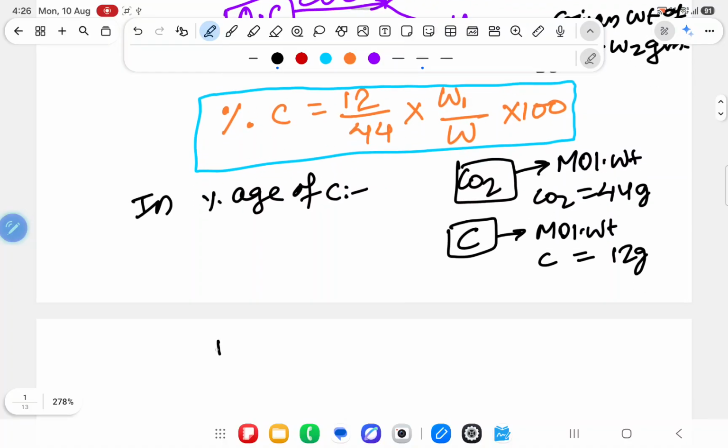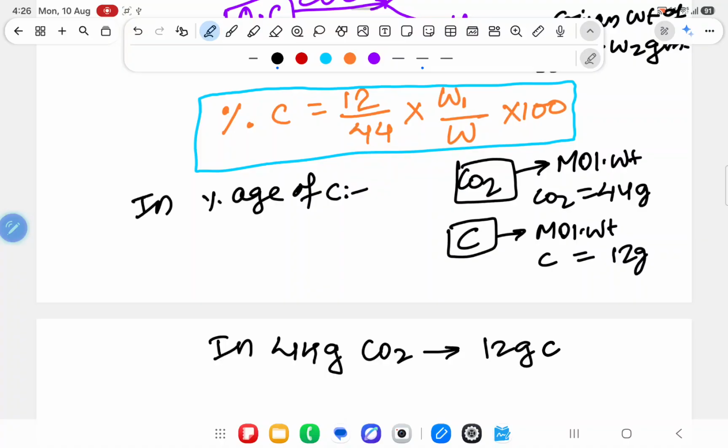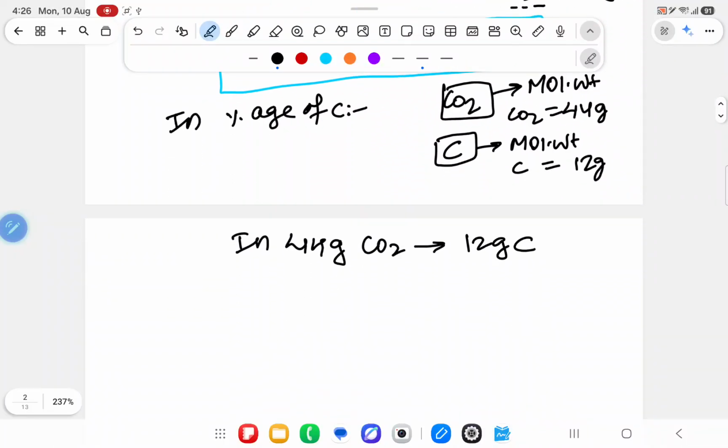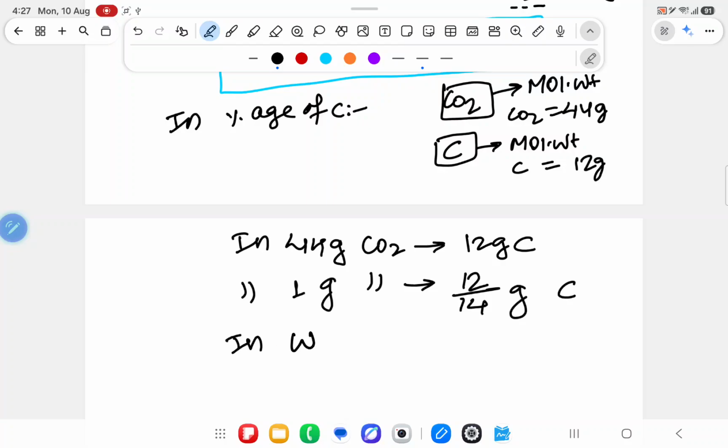So you can say that in 44 gram CO2, 12 gram carbon is there. In 44 gram CO2 how many gram carbon is there? 12 gram. So in 1 gram CO2 how many gram carbon will come? Sir, by unitary method 12 by 44 gram carbon will come. So in W1, the weight of carbon dioxide, how many gram of carbon will come? So sir, it will come 12 by 44 into W1.